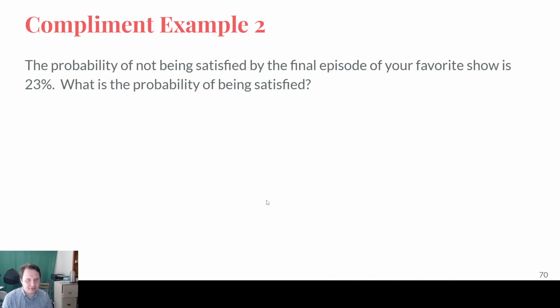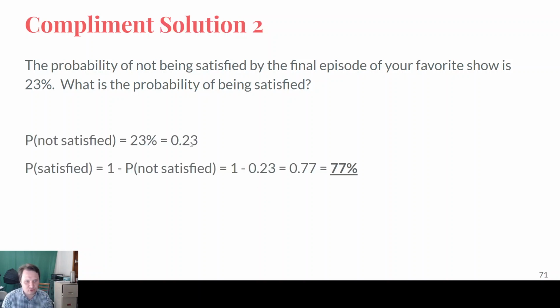Here's another example. The probability of not being satisfied by the final episode of your favorite show is 23%. And I'm sure all of you have an example of this. In that case, what's the probability of being satisfied? Well, we can do the complement. So first convert that to a decimal, 0.23. And then do 1 minus that to get the probability of being satisfied. So you can see here that the probability of being satisfied is 77%. That's a good thing.